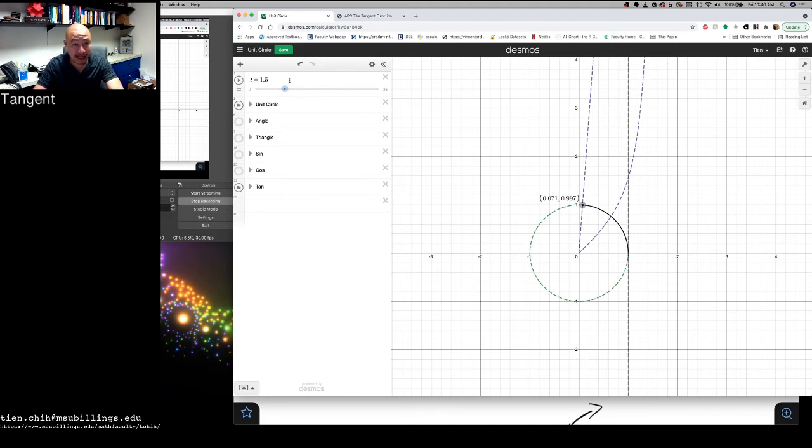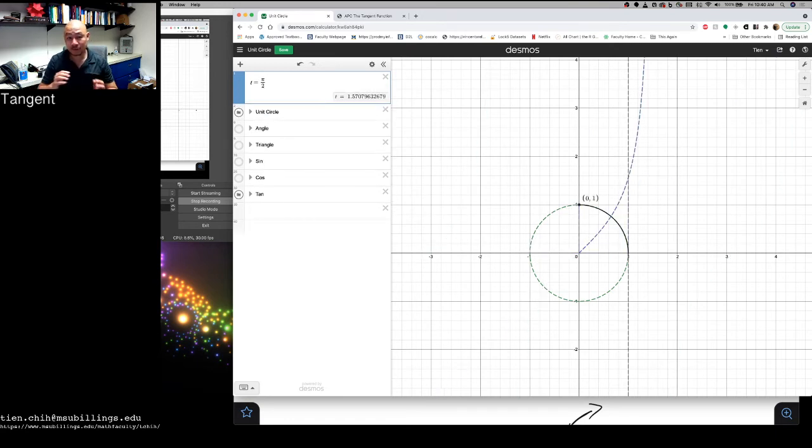And so let's see what happens once we hit pi over 2. Once we hit pi over 2, we'll notice that I don't have a line drawn here, right? And that's because that ray is now parallel to the line of tangency. And since they're parallel, there's no point of intersection. There's no tangent value.